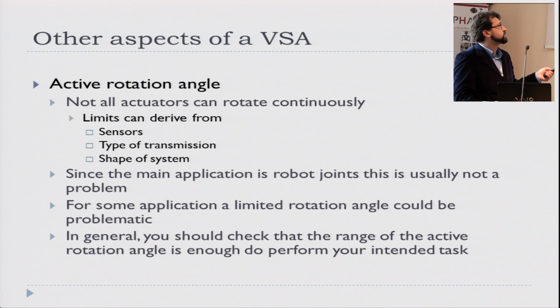Since the main application of this kind of device is robot joints, this is usually not a problem, but for some applications it could be. So in general, you should check that the range of the active rotation is enough to perform the task you want. You also have to account that this is the active rotation angle, so the rotation angle of the equilibrium point of the spring, at which you have to superimpose the effects of the deflection.